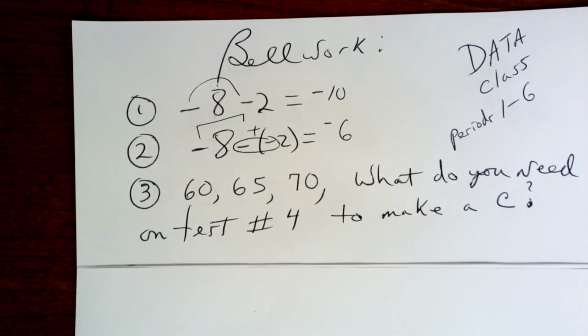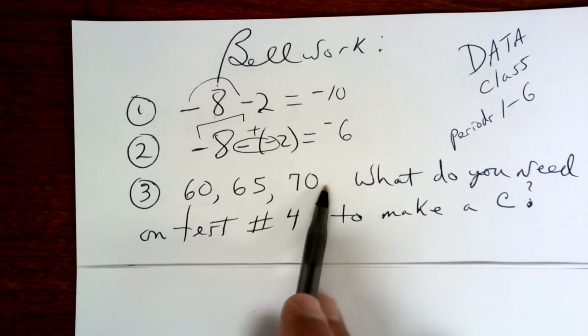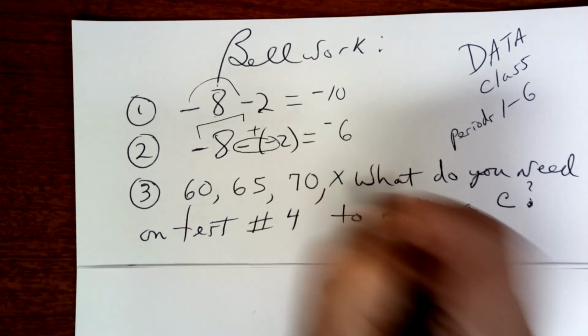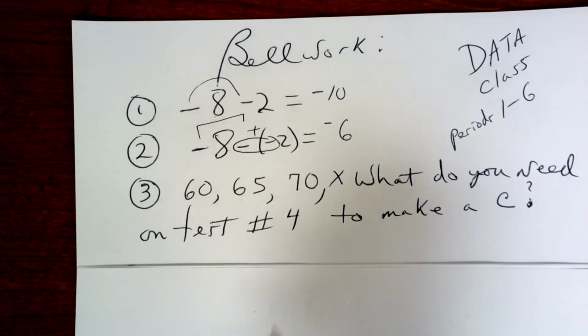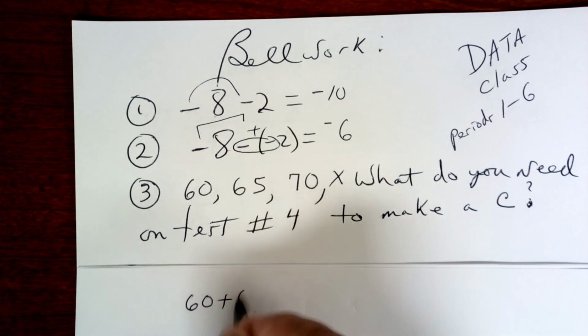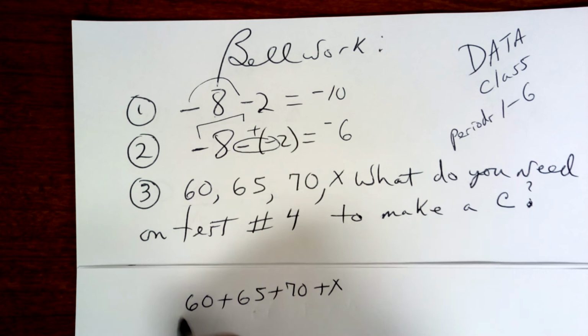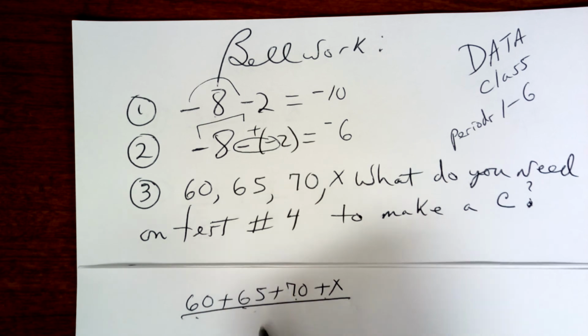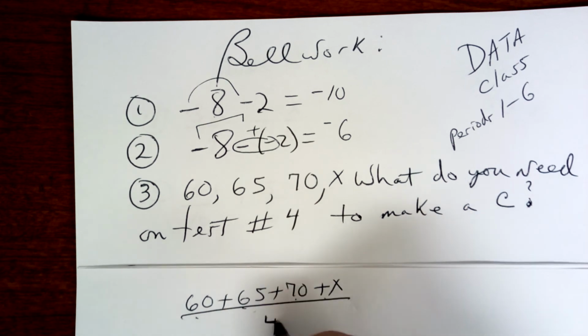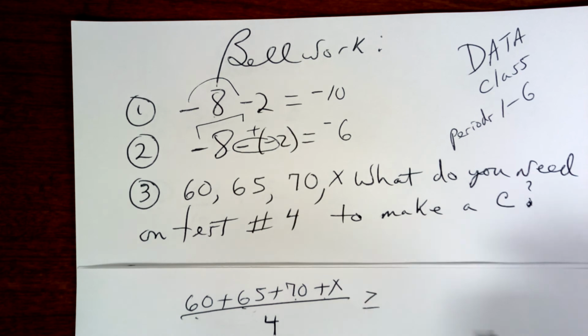This right here says, what number do you need to make on the fourth test to get a 70? So what you're going to do is add these up and divide by 1, 2, 3, 4, and set it greater than or equal to a 70, because a 70 will be a C. So let's take a look at that.